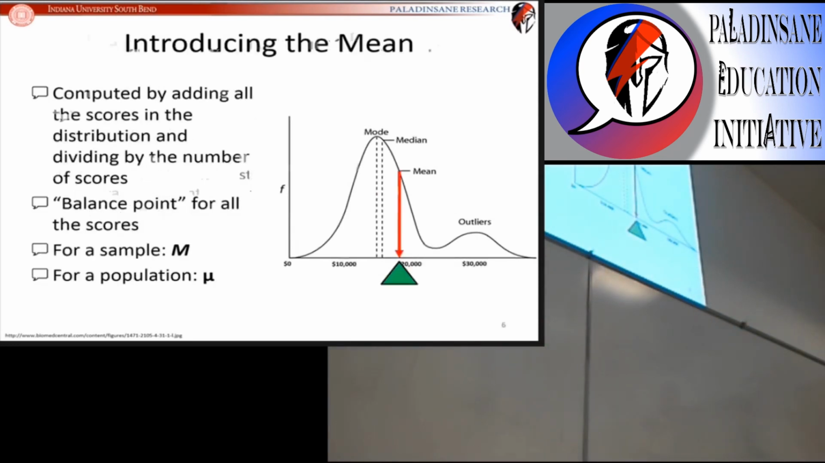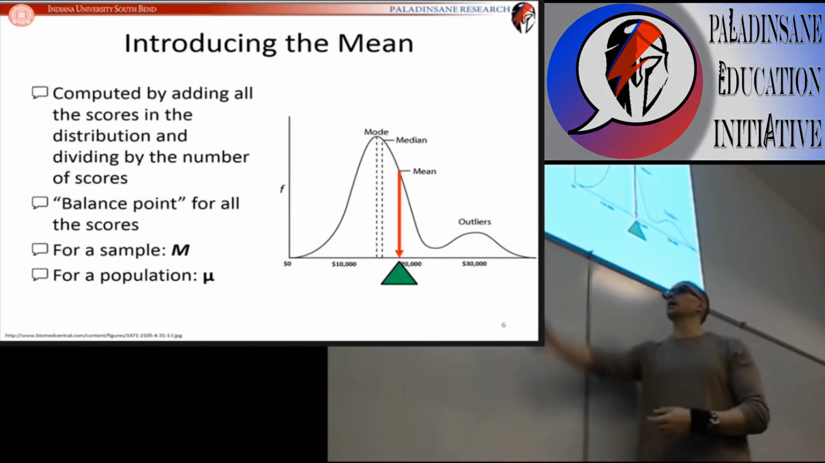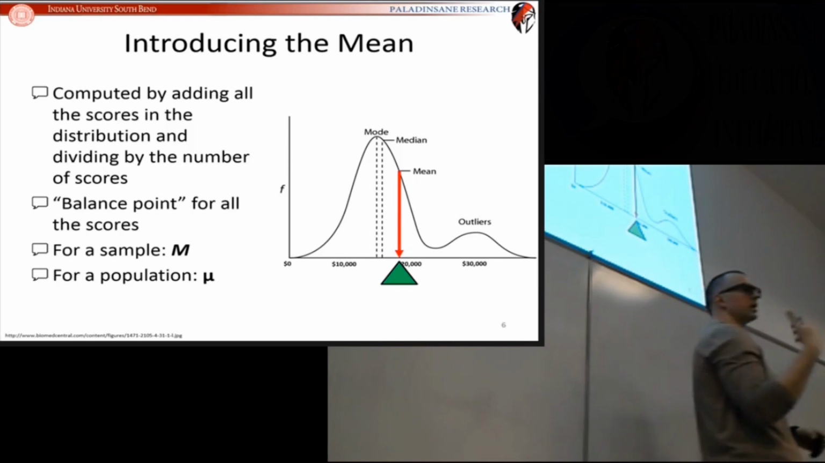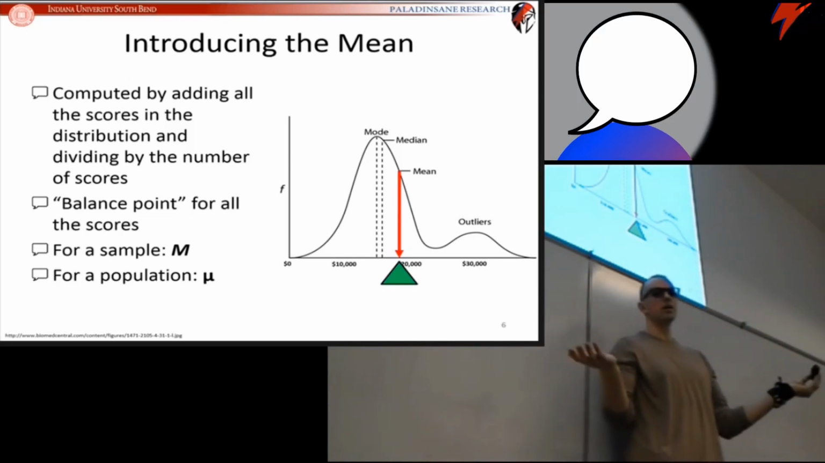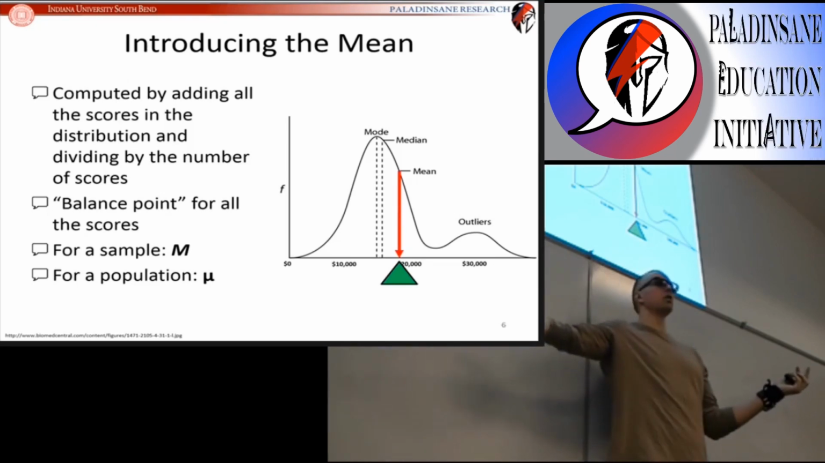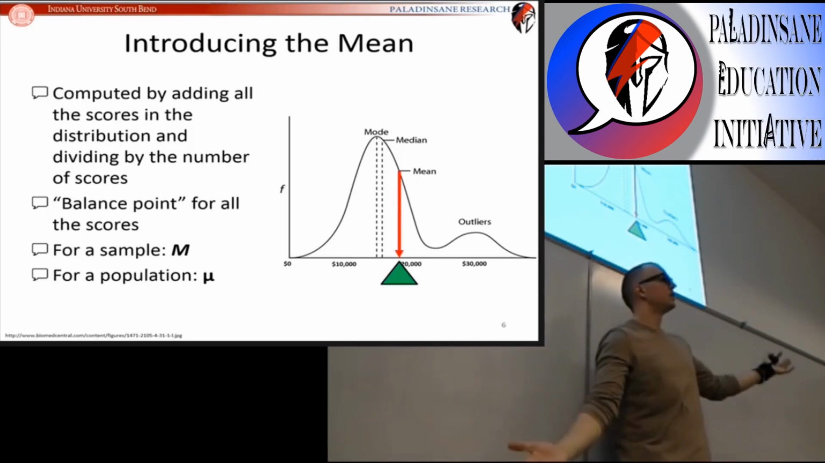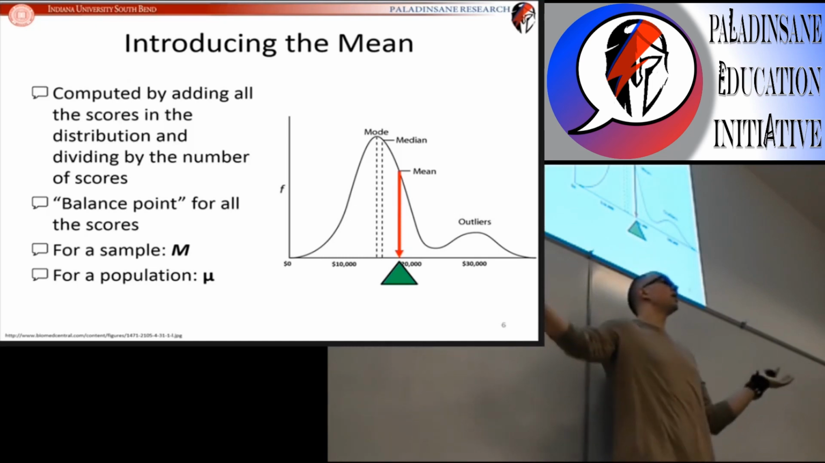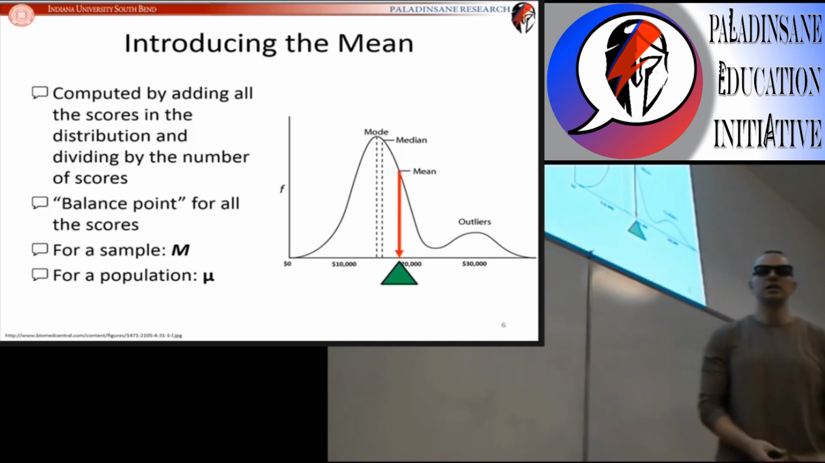So we saw the mean, and the mean for a sample is capital M, for a population, the Greek letter mu. The mean was the balance point for all the scores. It was the point at which the scores on the left weigh as much as the scores on the right, because it takes into account the size and the number of scores on each side.